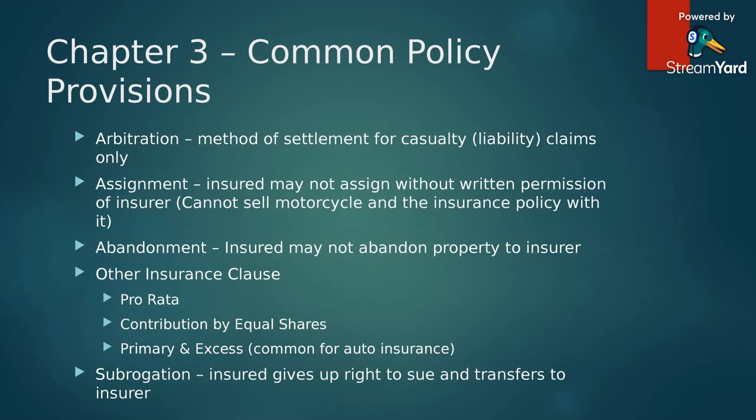And then, of course, primary and excess is basically where the first policy is going to be considered primary. Once that policy is exhausted, then the second policy, the excess policy, would come in and pay the additional amount. This is common for auto insurance, and we'll get into this a little bit later for personal and commercial auto. But basically, the insurance follows the car first and then the driver.